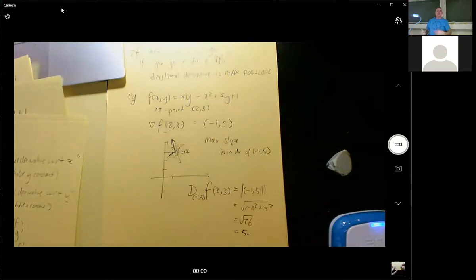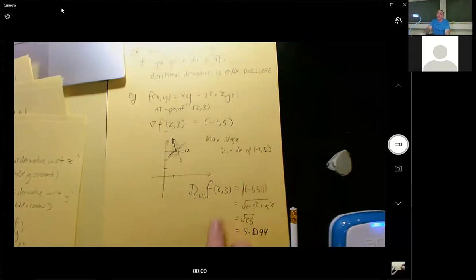What, 5.1-ish? I don't know. That's what calculators are for. I was right. To one decimal place, 5.099. So I think I did pretty well. Let's just be more precise. So this is the fastest you could possibly make this go if you go past the point 2,3. So if I come past the point 2,3 in that direction, every one across will be a little bit more than 5 up. If I go this way, it'll go down.